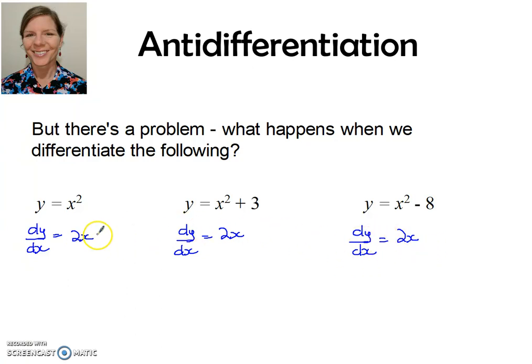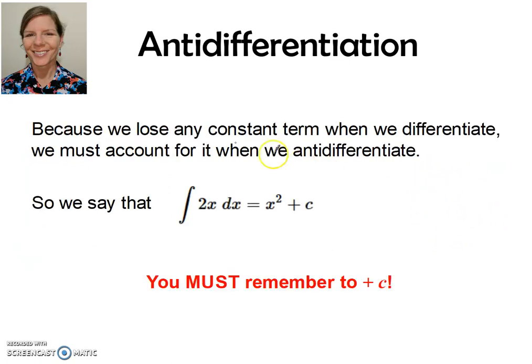However, if we were to anti-differentiate that back to here, we would just get x squared, which means you wouldn't have this constant, so you just end up with your standard parabola, where it could be anything up here or down here, as long as it's the same shape. So we need to take into account the fact that we lose that constant. Because we lose it, we need to account for it by doing this plus c.